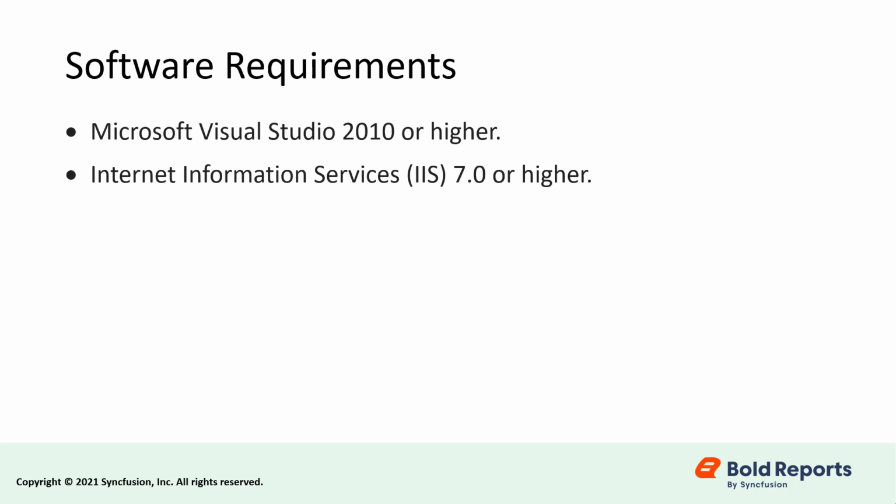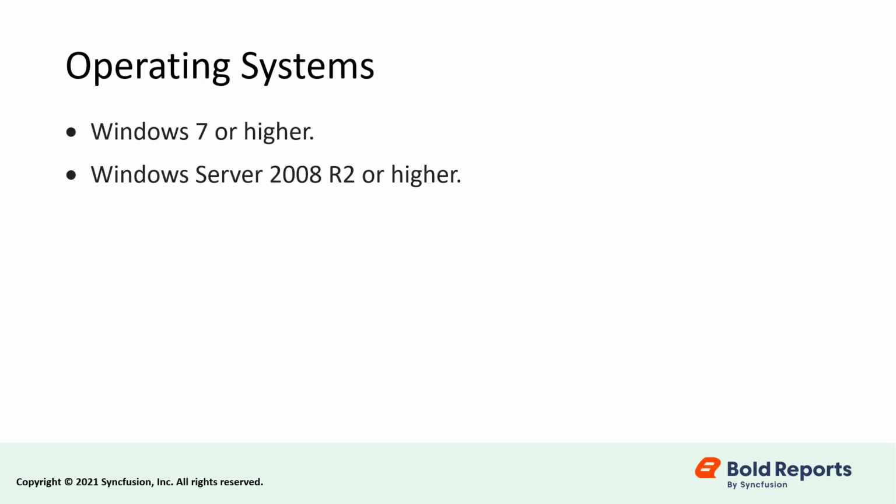The software requirements for running Report Viewer SDK are Microsoft Visual Studio 2010 or higher, and Internet Information Services 7.0 or higher. The operating systems that can run Report Viewer SDK are Windows 7 or higher, and Windows Server 2008 R2 or higher. We suggest installing the Report Viewer SDK on the developer machine.